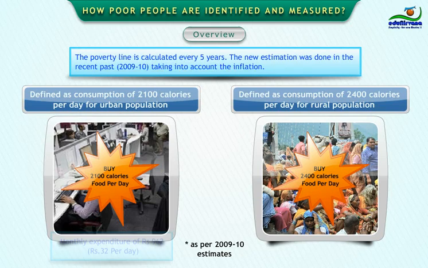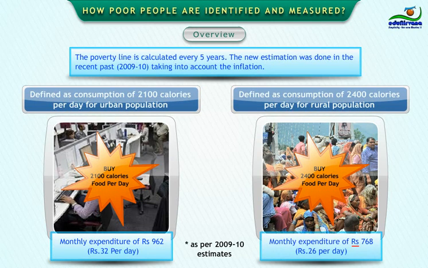This resulted in 962 rupees a month for urban areas and 768 rupees a month in rural areas. If you take the daily requirement, it is 32 rupees a day in urban areas and 26 rupees a day in rural areas.